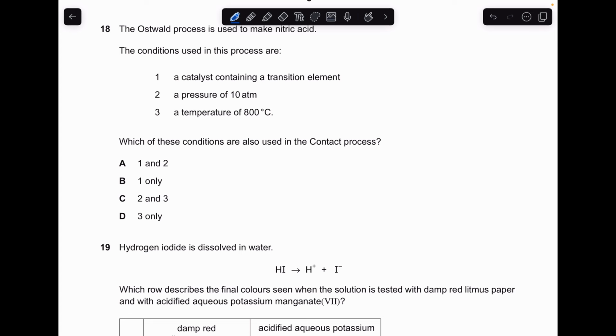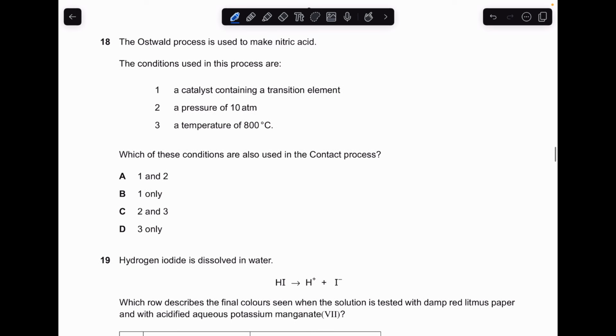The Ostwald process is used to make nitric acid. The conditions are listed and we are to just state which condition is also present in the contact process. Statement 3 is wrong, the temperature is 450, the pressure is not this, it's higher. Statement 1 is correct because a transition element will be the catalyst for the contact process as well, so it's 1.